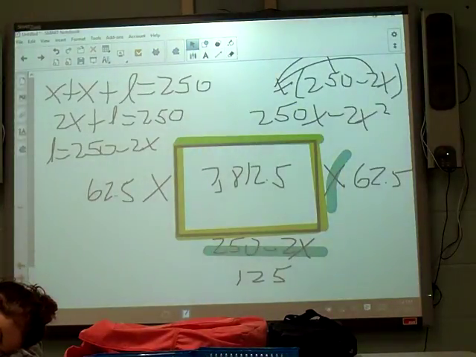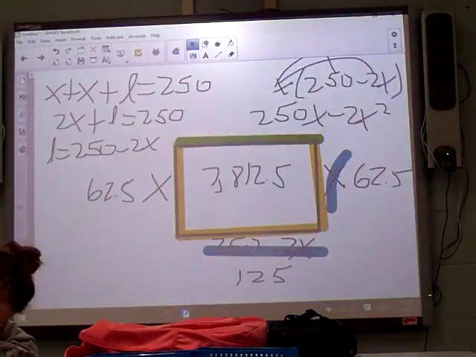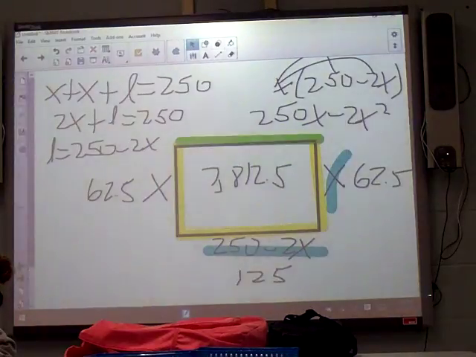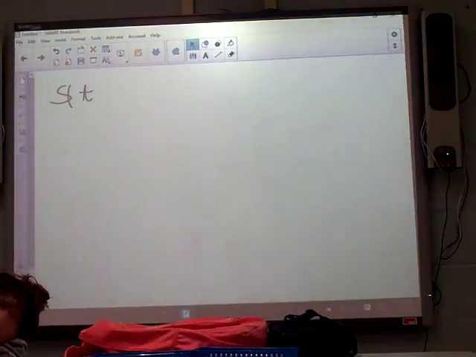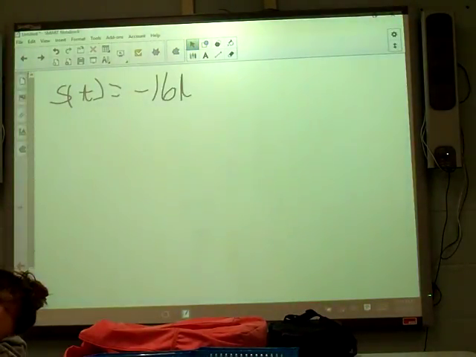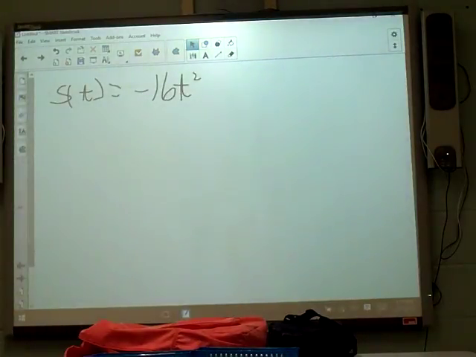Alrighty. One more word problem, then we'll look at what's the major new thing real quick. This one's a fun one. A toy rocket is launched from the ground, so its distance in feet above ground after t seconds is given by s of t equals negative 16t squared plus 208t.